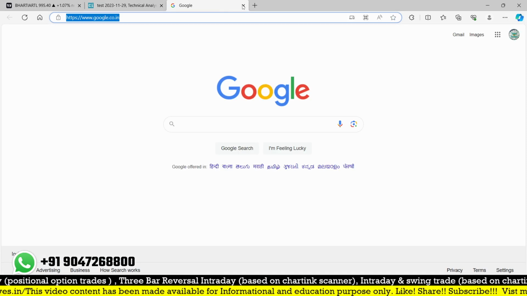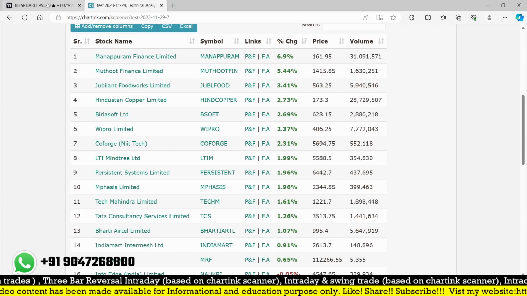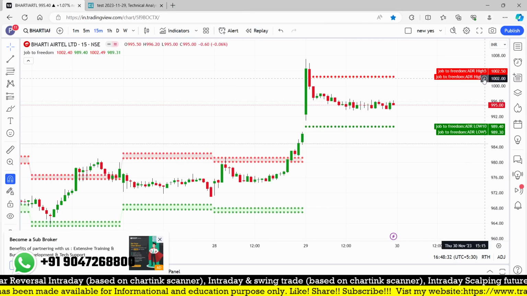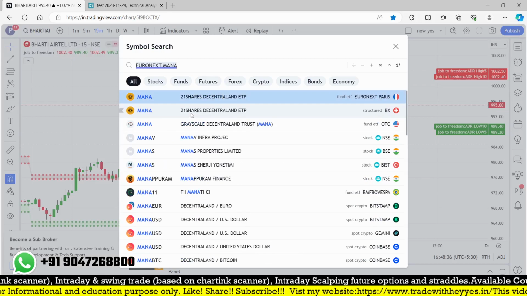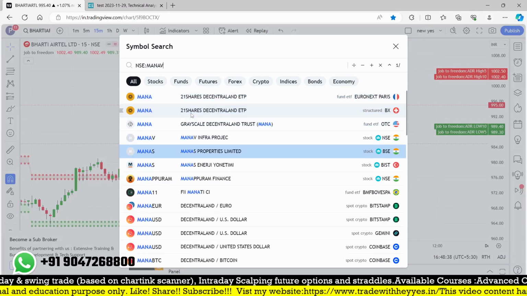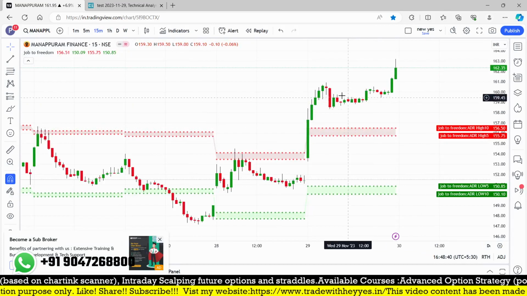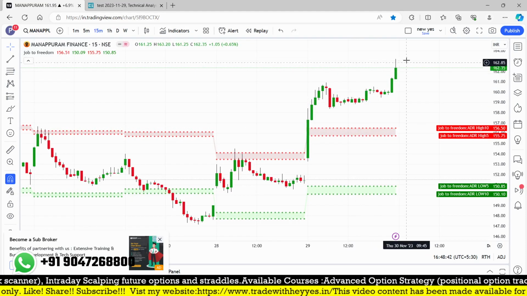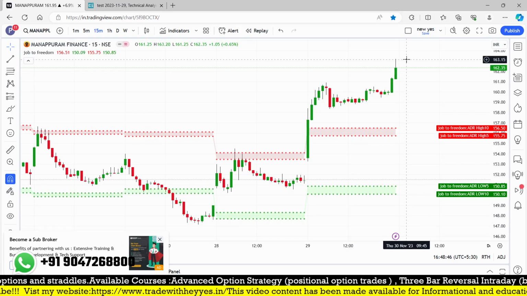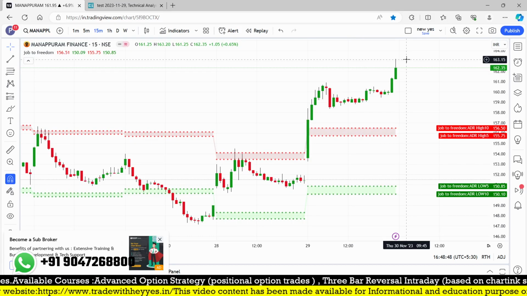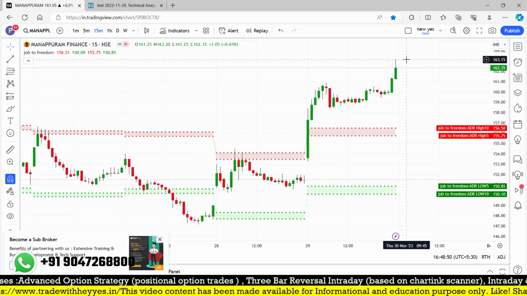I'll show the Manappuram option. The strike price 160. I think 150 or 160 Manappuram. Yeah, it's exactly the 160 strike price. That gave such a good move. But most of the moves are happening in the closing hours, and we are nearing expiry. If you try ATM or ITM options, we need to pay high margin. That's why I took an OTM option.